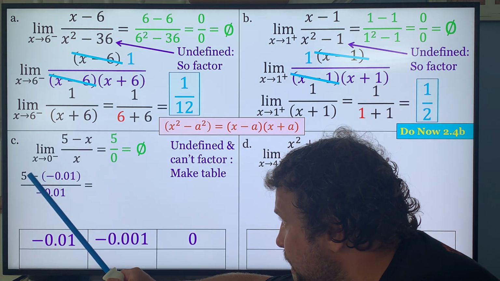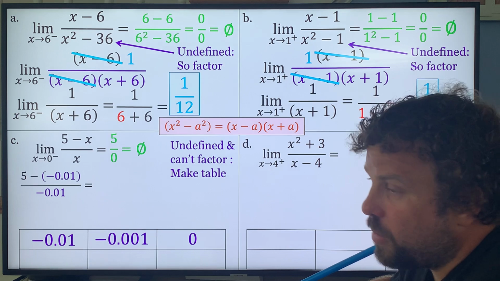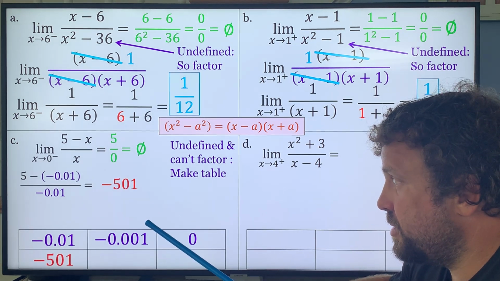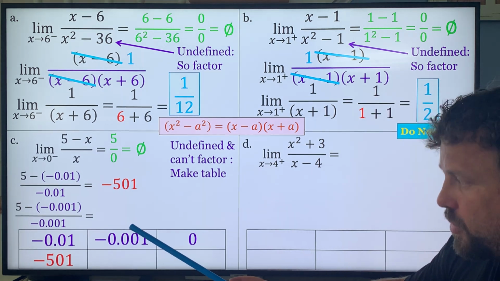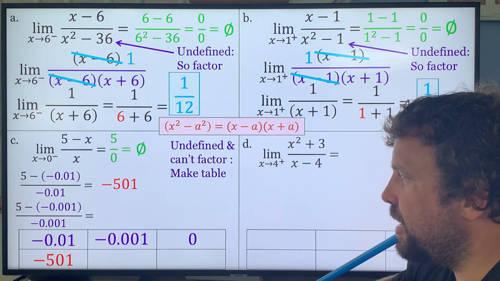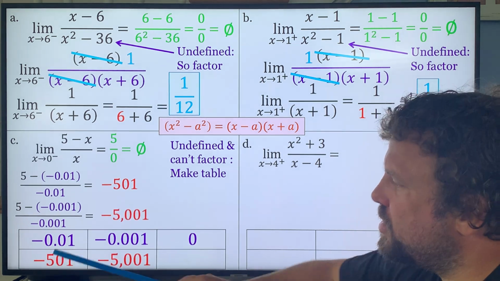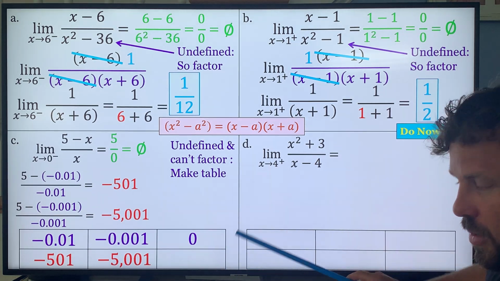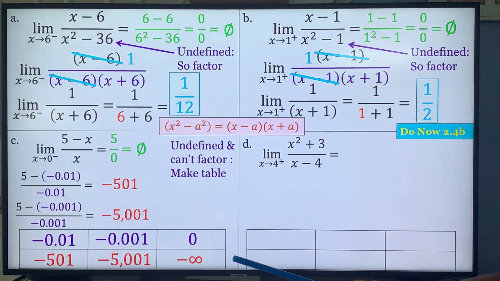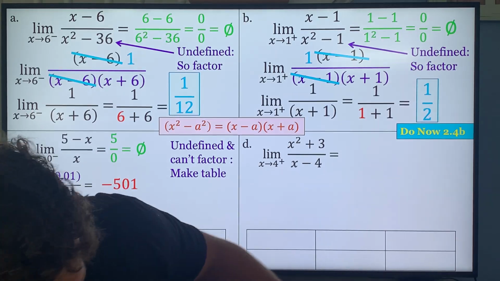In parentheses, 5 minus -0.01, close parentheses, divided by -0.01. -501. Parentheses open, 5 minus -0.001, close parentheses, divided by -0.001. I'm going to guess -5,001. Ooh, see the jump? -500, -5,000, -50,000, -500,000, -5 million, all the way to negative infinity. See that? And you thought this was going to be hard, didn't you? All right, let's go to the next one.